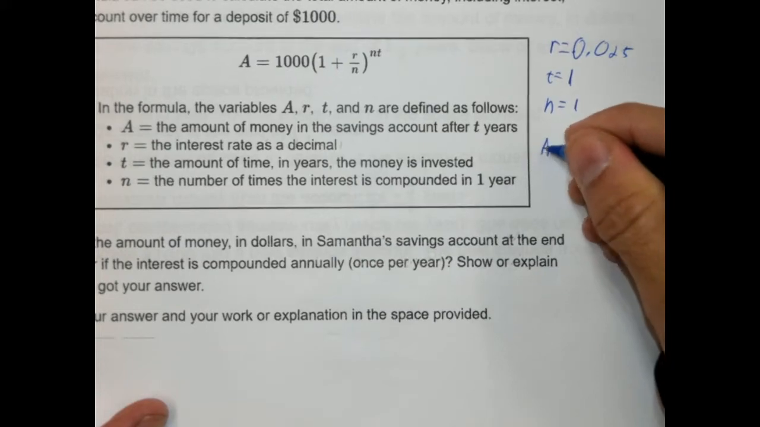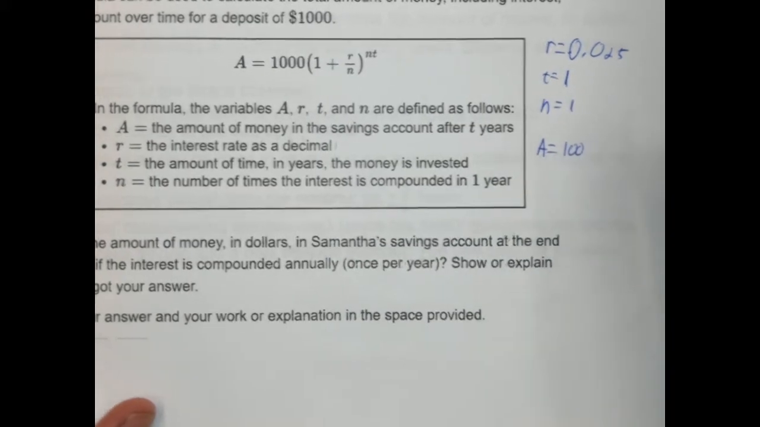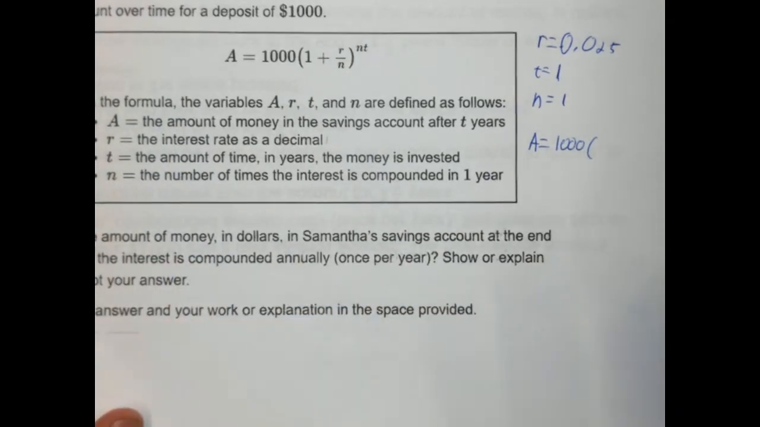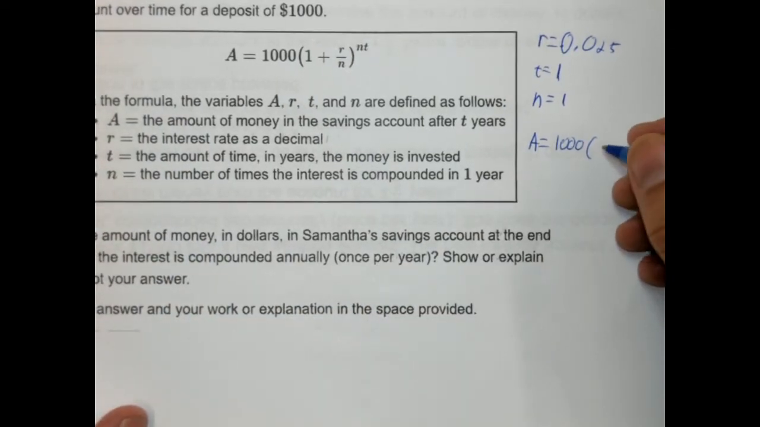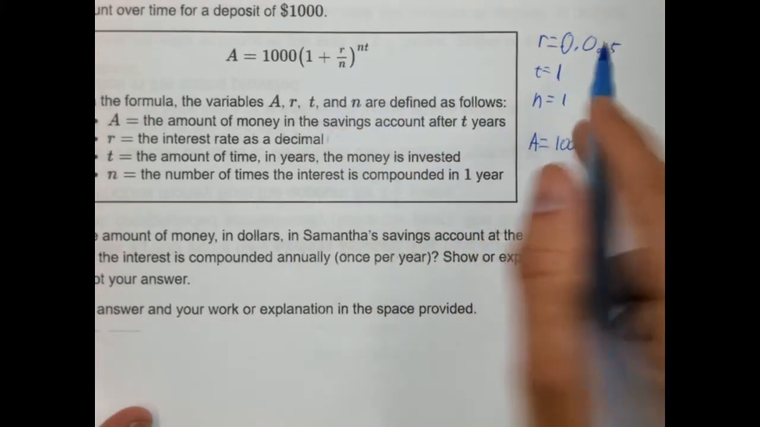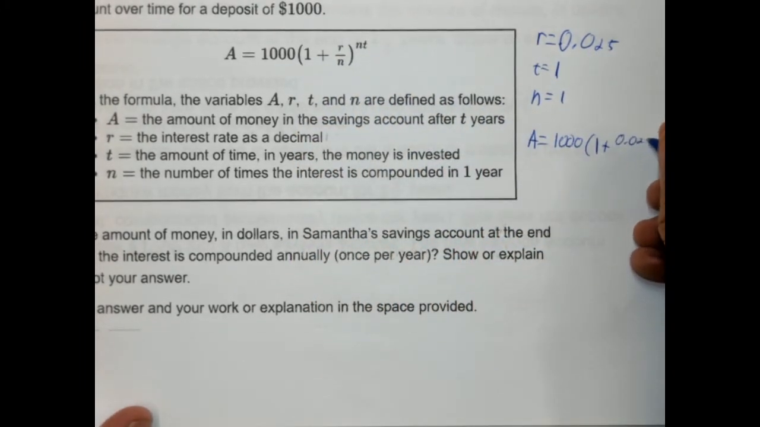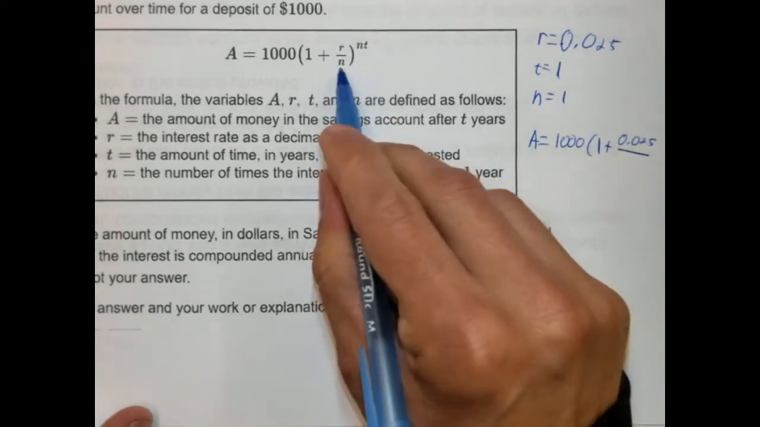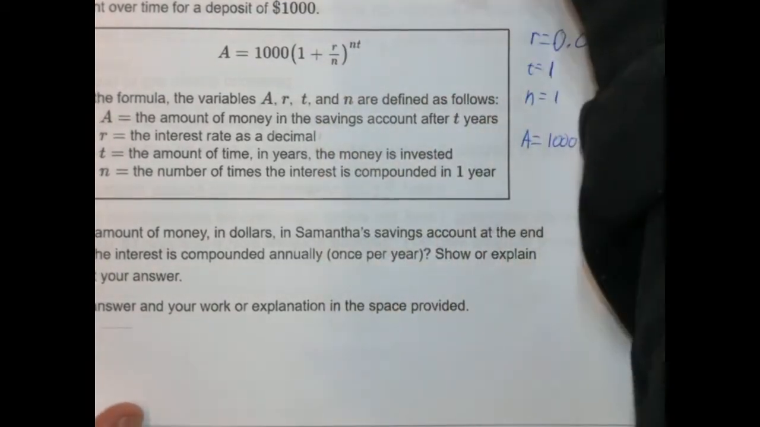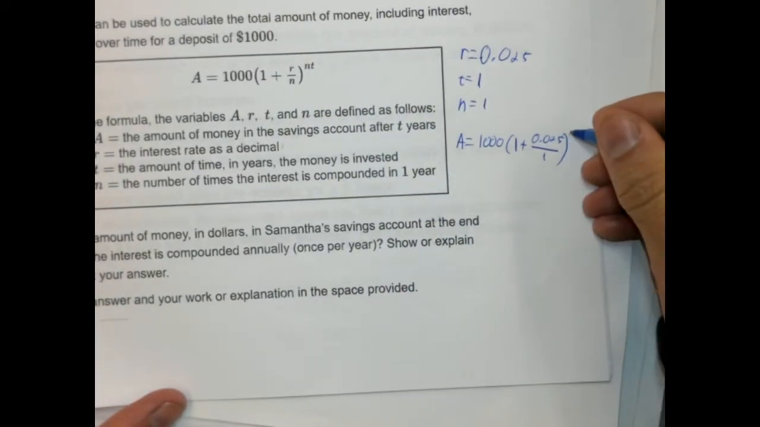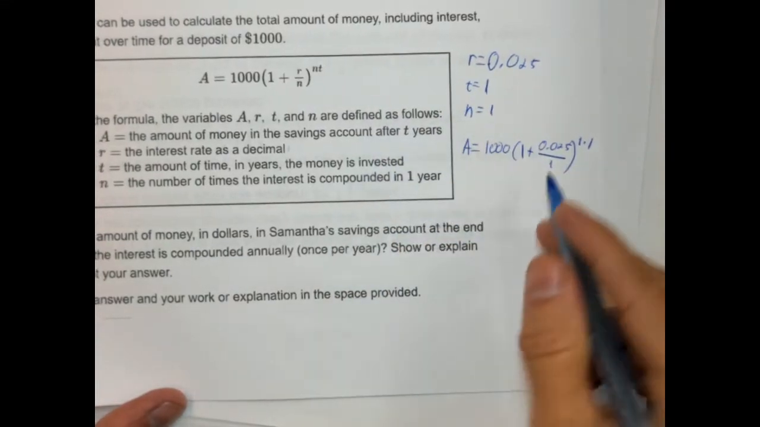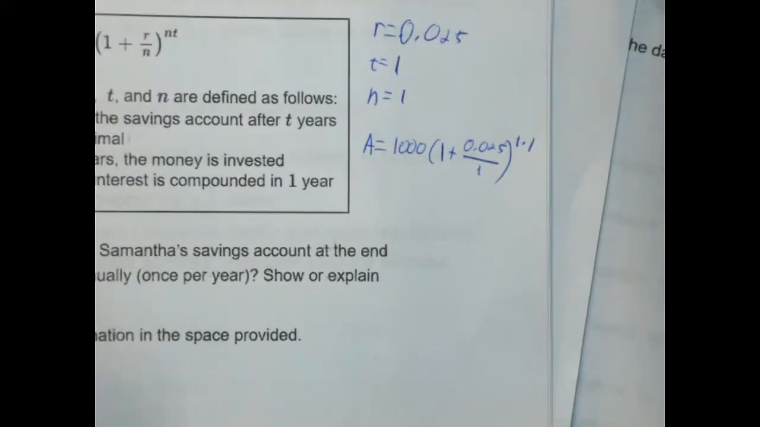So A equals 1,000, parentheses, 1 plus, now our R is going to be this. Our N is 1. Then our N is, I'm going to zoom in a little more so you can see, our N is 1, and our T is 1. Now we just simplify this. Actually, I'll zoom in a little more on this side.